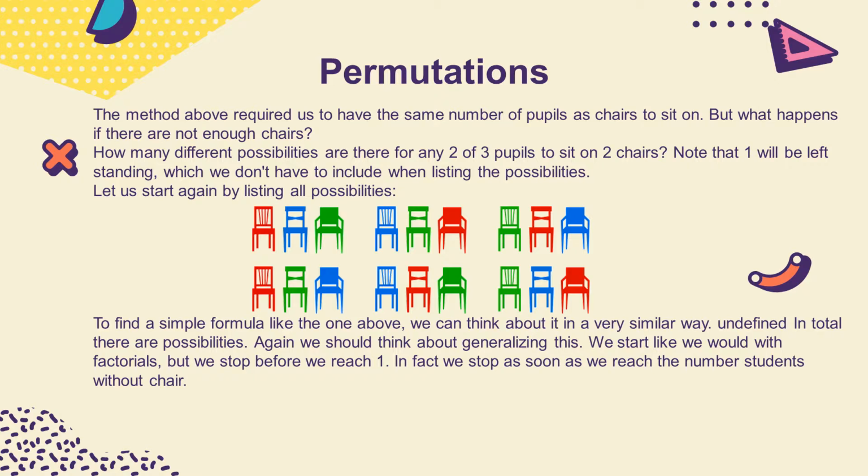To find a simple formula like the one above, we can consider the big picture in a similar way. Again, we should consider generalizing this. We start like we would with factorials. However, we stop before we arrive at one. Indeed, we stop when we arrive at the number of students without seats.